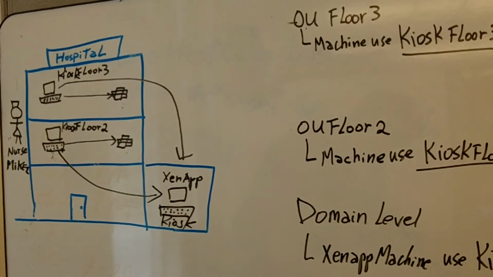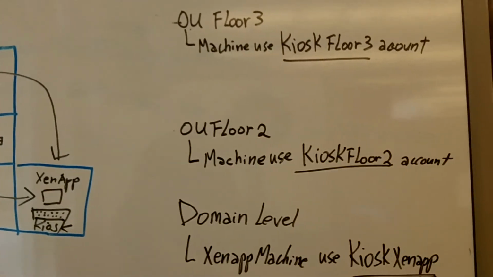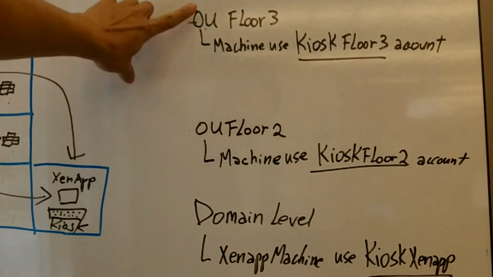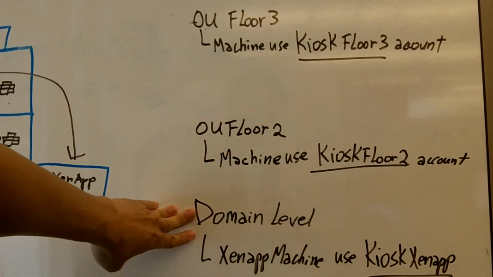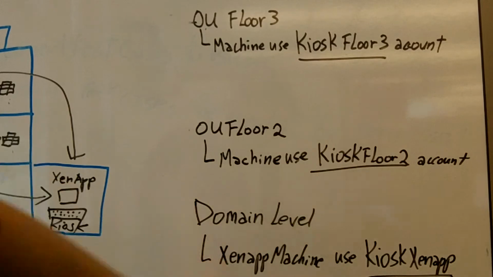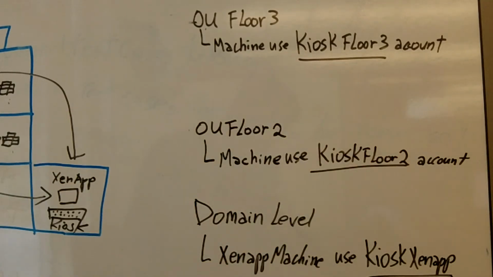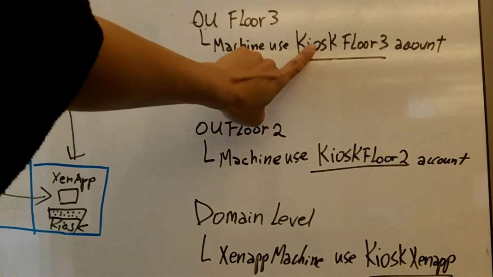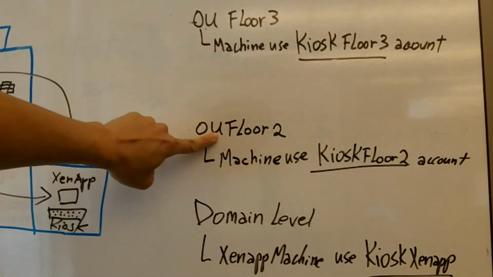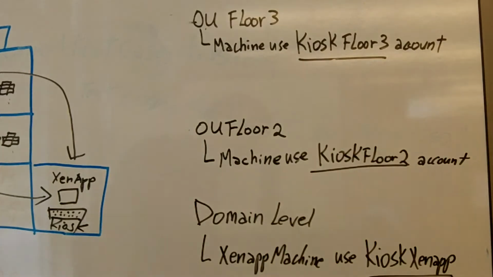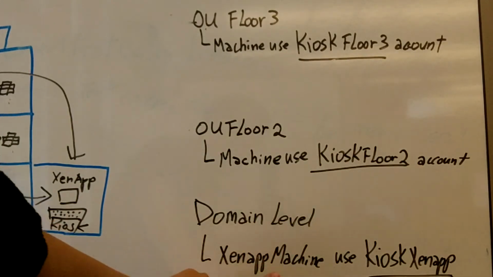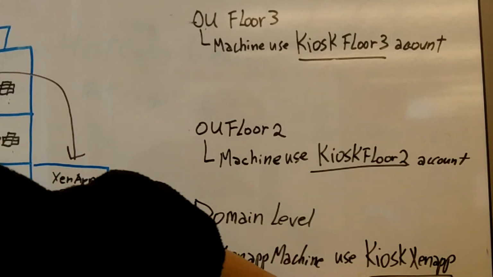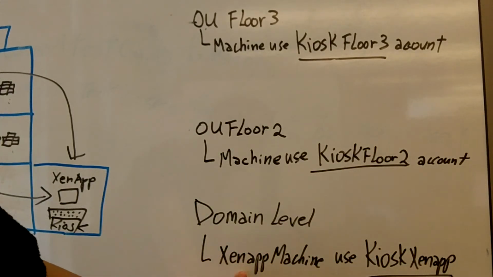We solved this problem in 5.3, but there's also a lot of configuration and setup that needs to be taken care of. First of all, you do this by using different OUs. You create an OU for each floor, and it could be at the domain level or at the OU level, with the XenApp machine. And these are different kiosk accounts. Any machine that belongs to this OU will be using the kiosk floor 3 account. Any machine in this OU will be using the kiosk floor 2 account. Any machine that belongs to the domain level is going to be using the kiosk XenApp account. This is the XenApp server.